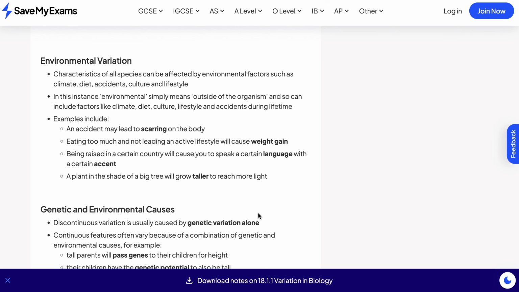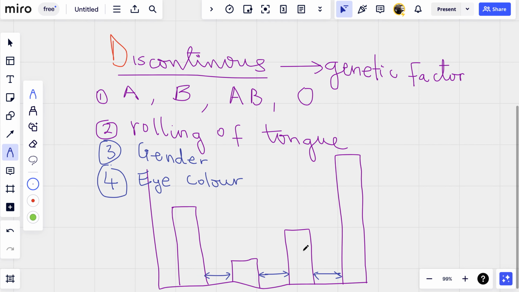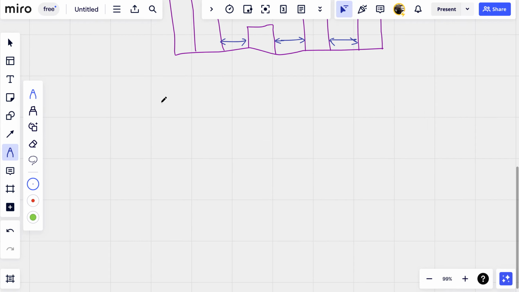The environments, we've already indirectly explained this. Kinds of species can be affected by the environment they live in, right? What are the environmental factors that can affect an organism? The climate, the diet, the accident, culture, lifestyle. So these are common contributors of environmental factors. Environmental factors can easily change our dynamics, how we look, the height we have, everything. It's usually all or some of these, not only limited to these, but these are very common environmental characteristics.